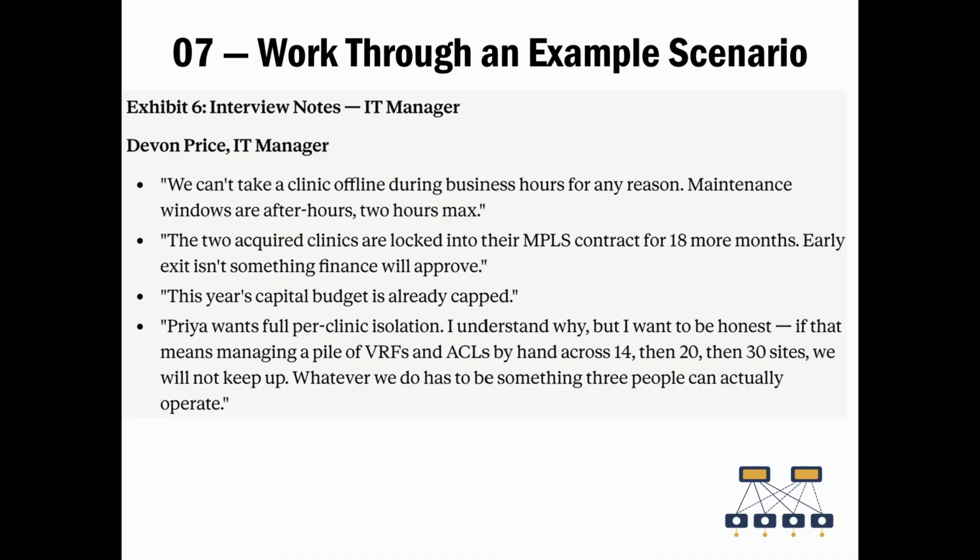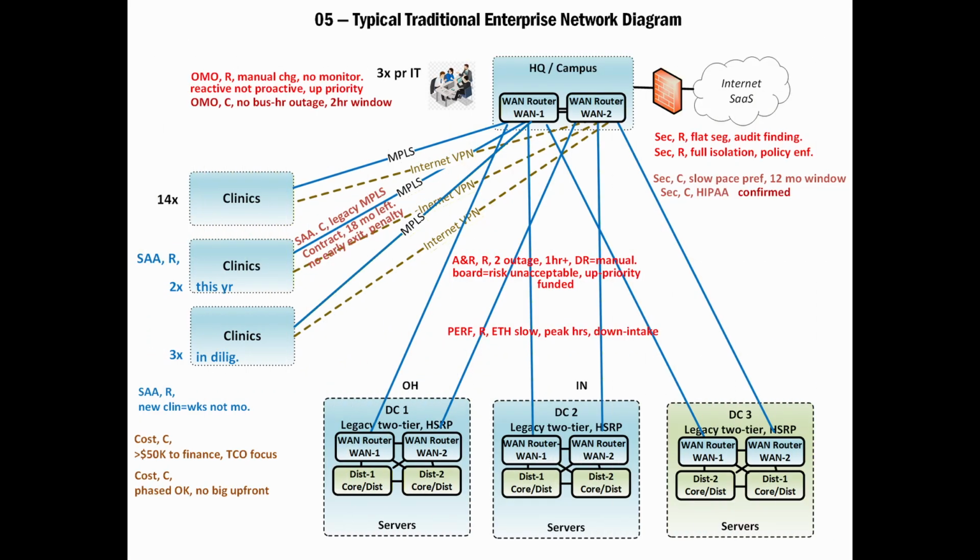Now, let us start Exhibit 6, Interview Notes, IT Manager. This is the last exhibit, Devon's notes, and this is where a second conflict shows up. Let us read. We can't take a clinic offline during business hours for any reason. Maintenance windows are after hours, 2 hours max. This is a constraint related to operability, management, and observability. Let's extract and update. OMOC: no business-hour outage, 2-hour window.